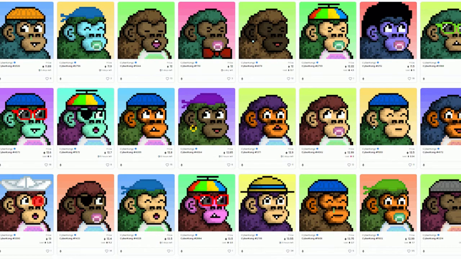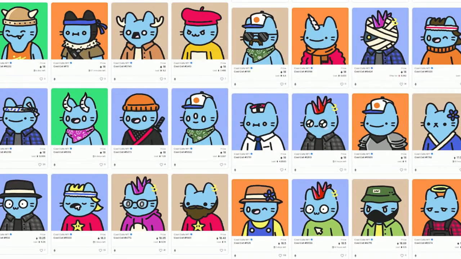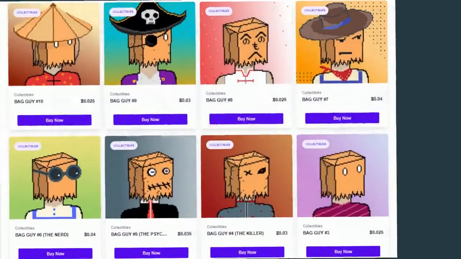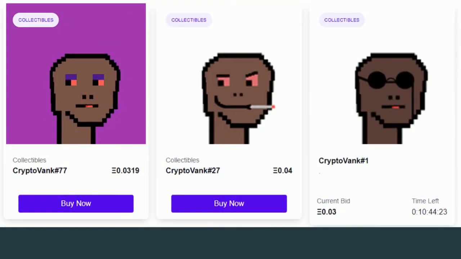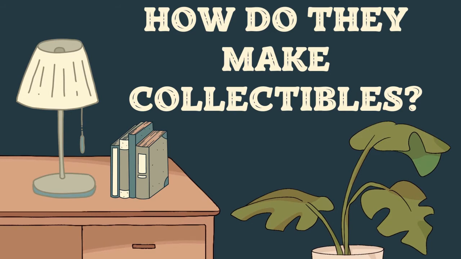Now you can take a look at these images and see if you can find anything similar in them. Also take a look at these. Again, these, and also these. So we find there are a lot of similarities between them, but we need to understand how they actually make NFT collectibles. Well, definitely we are now keen about it.